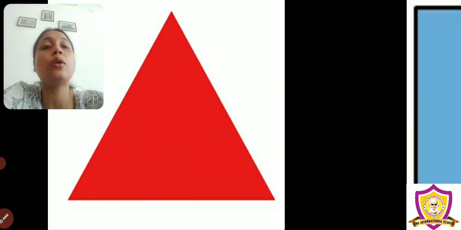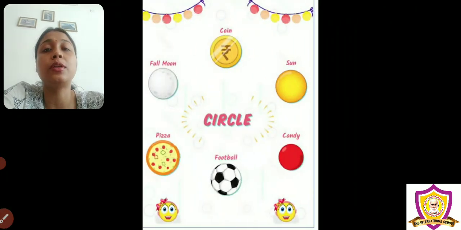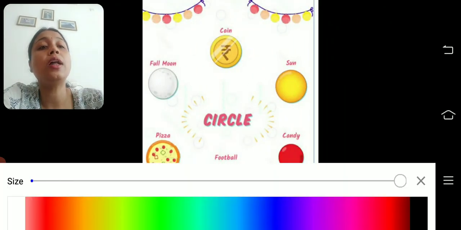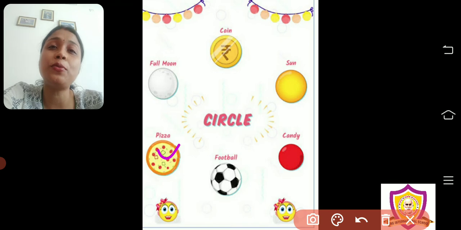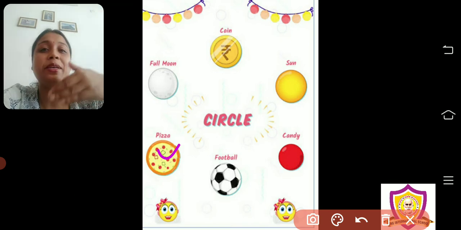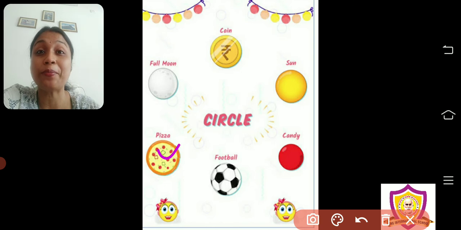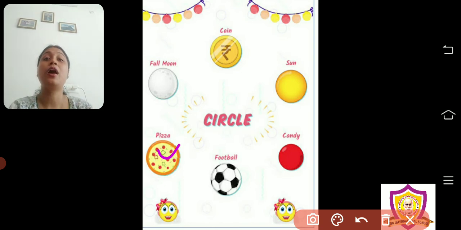Now let's see what are the objects we have related to circle around us. First of all, one object is very favorite to you, that is pizza. Pizza is always in a circle shape, and when we cut pizza, it becomes triangular shape. It's same like bread. When we buy a bread, it is a square shape. When we make a sandwich, we cut it in triangle. Similarly, when we make a pizza, it is a circle shape. But when we serve it, we cut it in triangle.